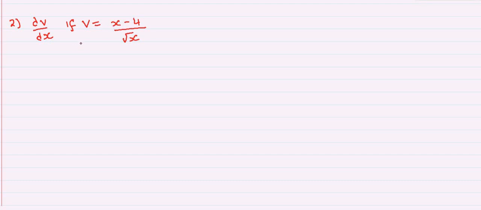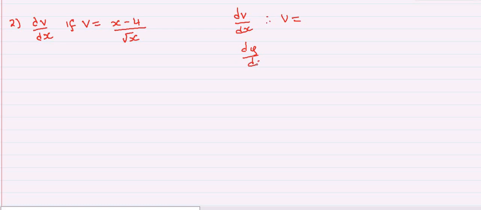Please be reminded that if they say find dv over dx, it means our equation will be written as v. If they say find dy over dx, the subject of the formula is y. Here the subject of the formula is v. If they say find dk over dv, it means the subject of the formula will be k with respect to v.